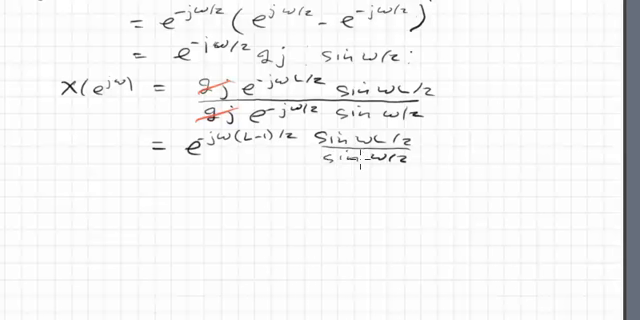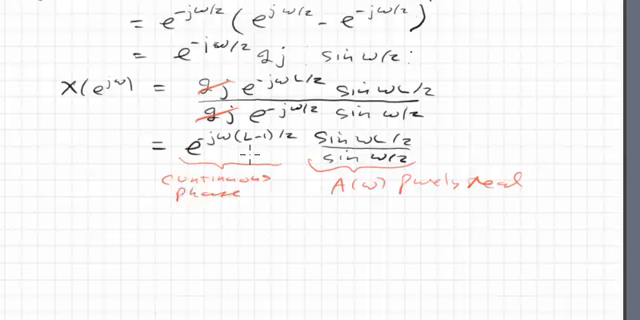That looks pretty darn good. This is the thing we wanted. The sine ratio is some quantity that's purely real, and we have a complex exponential here that has all of the continuous phase information contained in that exponent. So that's pretty darn good.